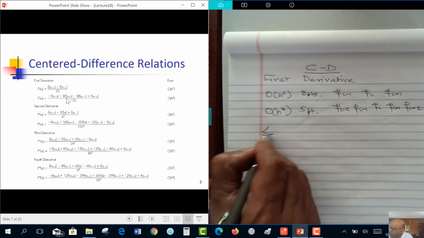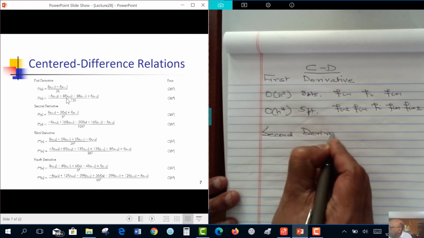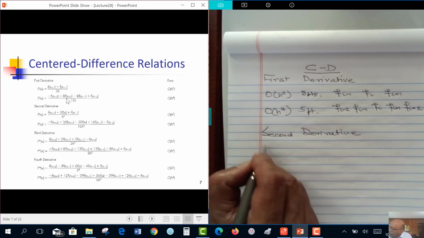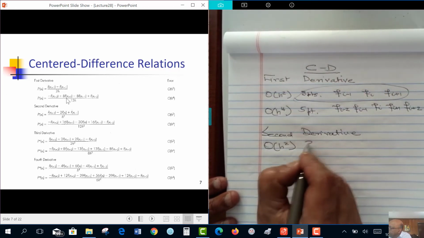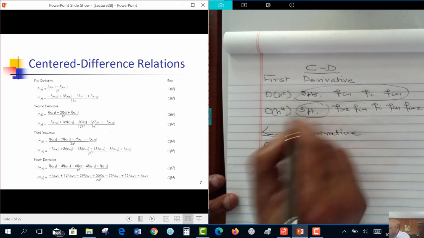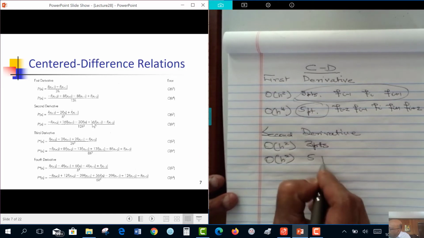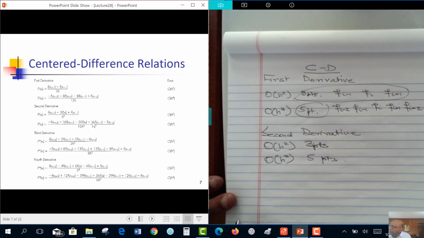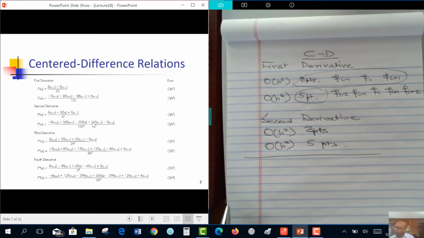Let's look at second derivative. Order h squared requires the same 3 points. So you can see the same 3 points. Order h to the power 4 requires the same 5 points. Okay. All right. Now let's go from derivative to derivative.